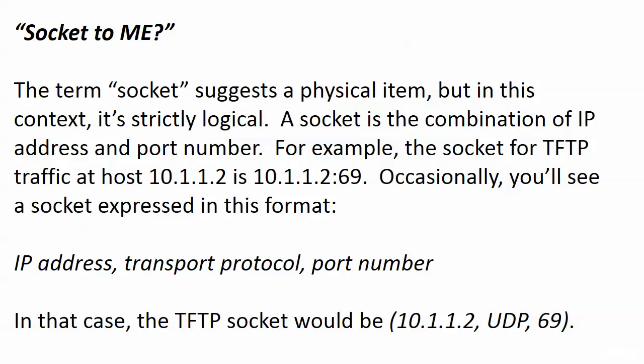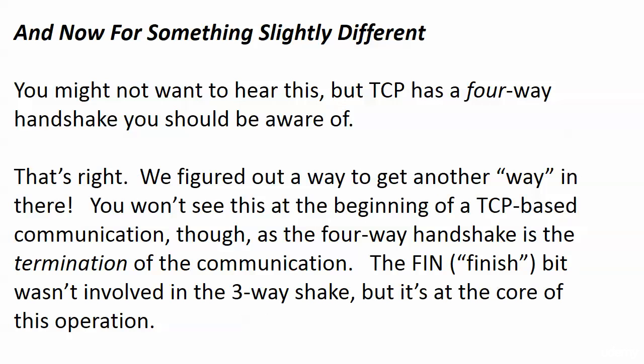Now, with this term socket, I don't hear this as often as I used to, but it's still around, and it sounds like something physical. The first time you hear it, you tend to think of a socket wrench if you're not familiar with the logical socket. And all this is, it's a combination of IP address and port number. For example, the socket for TFTP on our server at 10.1.1.2 is 10.1.1.2:69. Occasionally, you will see a socket expressed with 3 values: the IP address followed by the transport protocol followed by the port number. So in that case, the TFTP socket would be 10.1.1.2, UDP, 69. So that's kind of an odd value, that last one, if you don't know what a socket is, but you do, so you'll know exactly how to read that the next time you see it.